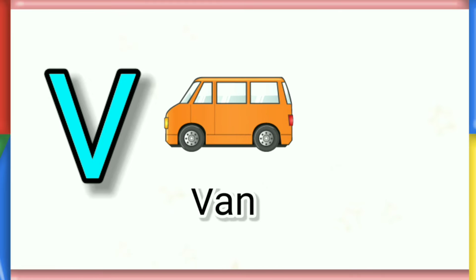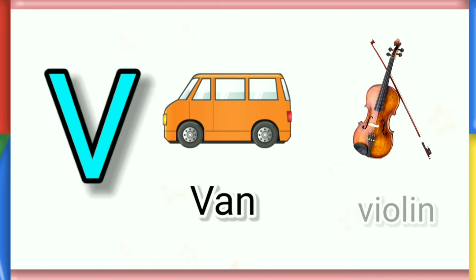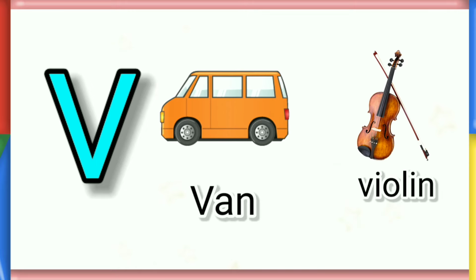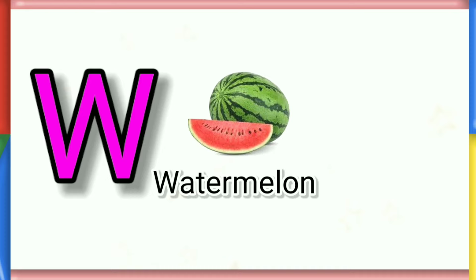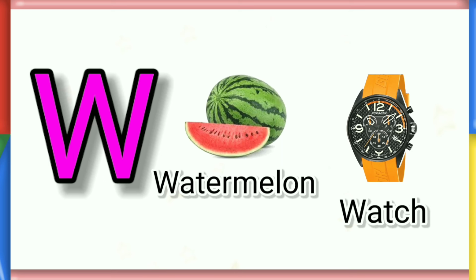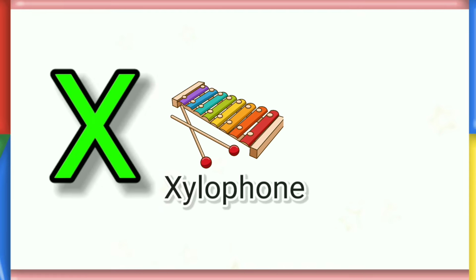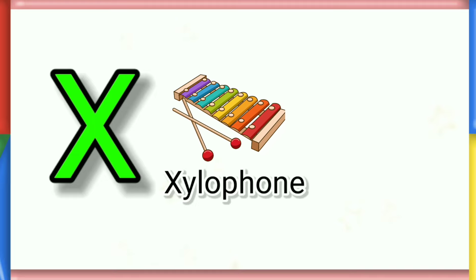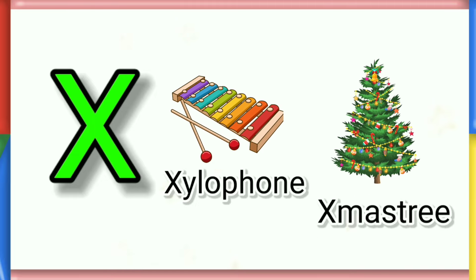V. V for van. And V for violin. W. W for watermelon. And also W for watch. X. X for xylophone. And X for Xmas tree.